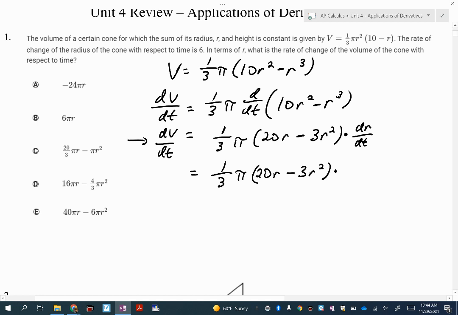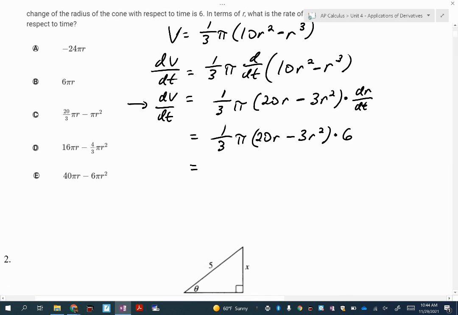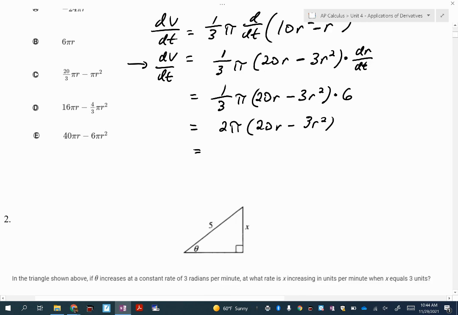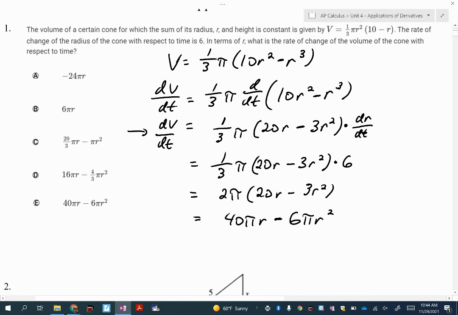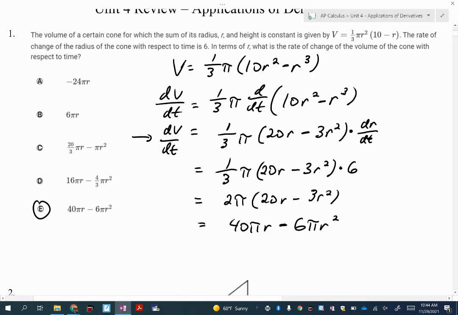It doesn't tell us the radius, so let's just leave r alone. But it does tell us that our radius is changing. The radius of the cone is changing with respect to time. That's 6, so times 6. So whatever this is will give us our answer. So 6 times 1/3, or 6 divided by 3, is 2. So this is 2 pi times 20r minus 3r squared. If I distribute again, I get 40 pi r minus 6 pi r squared. So if you look at the answer choices, the answer choice is E. All right, that's the first one. All right, let's go to number 2.